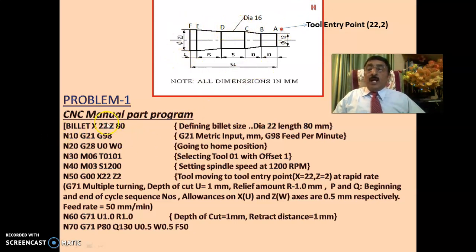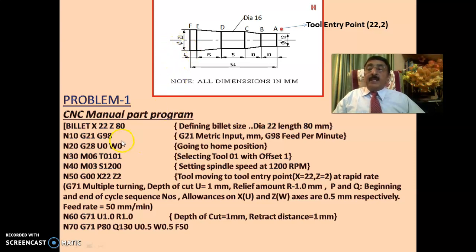Now I'll be explaining the CNC manual part programming. First, see here, this is 54, and I have taken Z80. This is 20, and I have taken X22. For the billet size, I have taken more than the design given. It is 20 here, I have taken 22. It is 54, I have taken 80. The extra material is for keeping the workpiece inside the chuck.